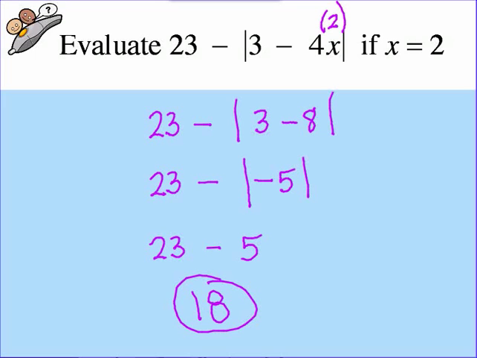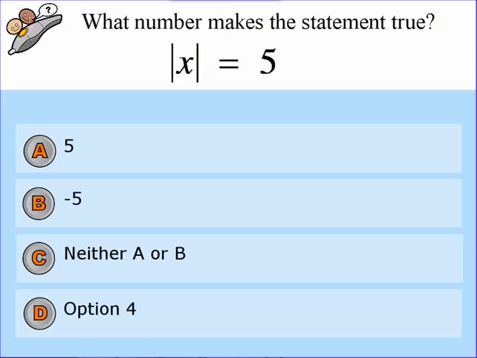So absolute value always makes it positive? Absolute value always means positive, because distance is always positive. You can't go a negative distance. Then you go positive backwards. Let's go ahead and look at this one.